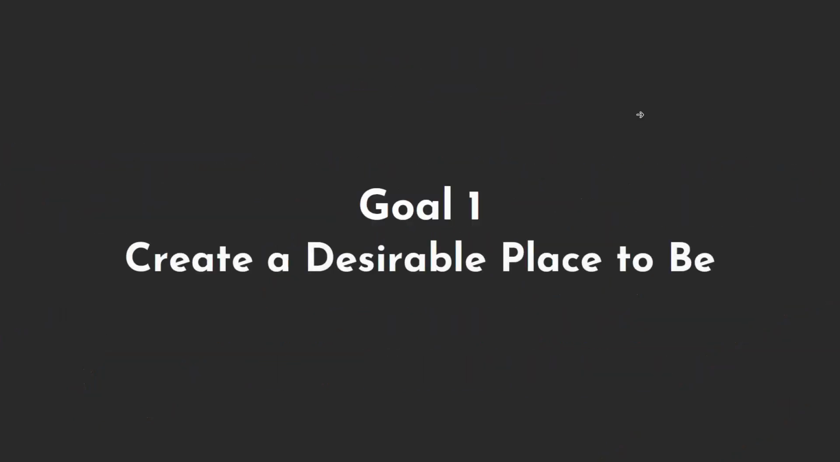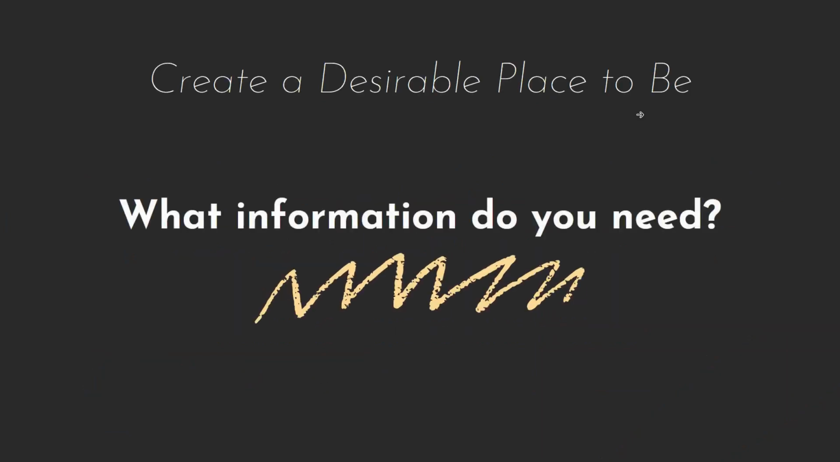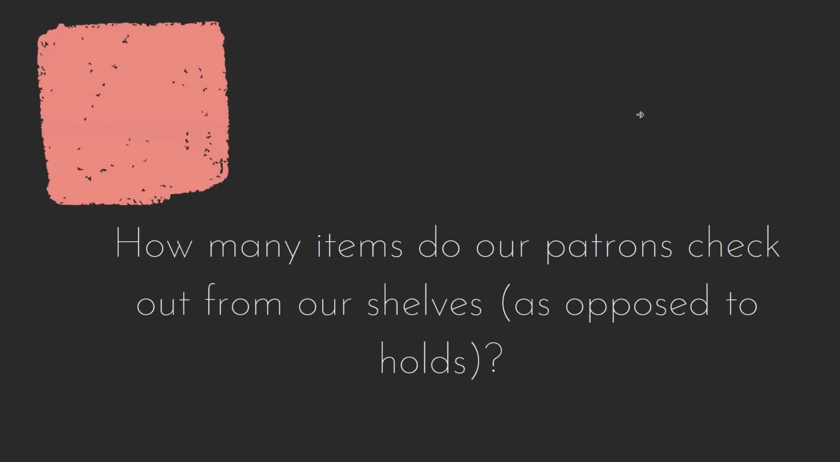So our first just general, very broad goal. This is just, let's say, a strategic goal we imagined that you might get from your board and then have to implement. We're going to start breaking it down using our framework. So, create a desirable place to be. This is a big thing to measure. So what information do you need? Hopefully you might have some questions that you're thinking about, but we decided to create a few of our own just to give you an idea of how this is going to work. One question we came up with is how many items do our patrons check out from our shelves as opposed to putting items on holds?